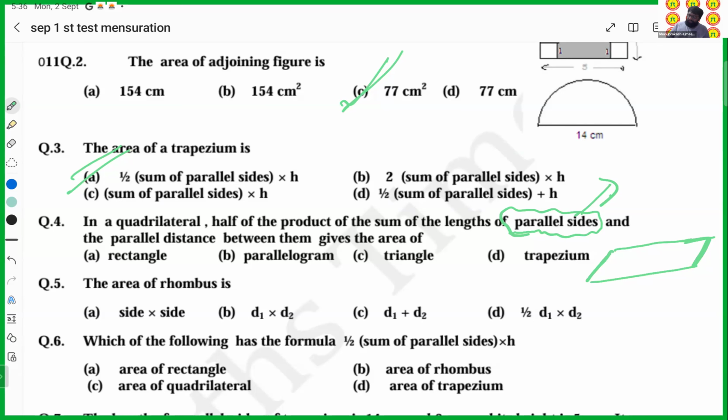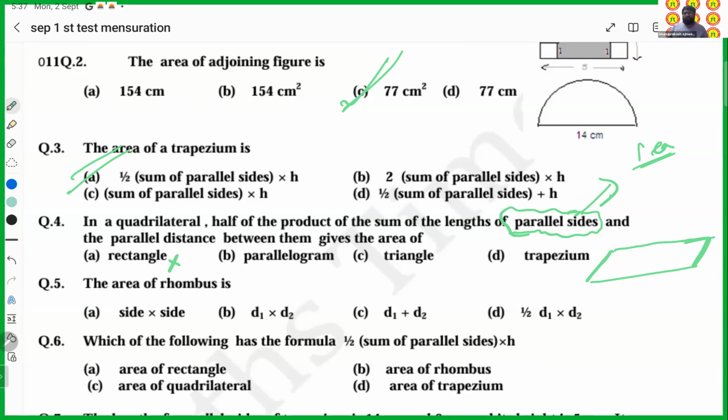If you see, the keywords are parallel sides and the parallel distance between them, which gives the area. So what is the area of a rectangle? There is no possible case for rectangle. Going option-wise, in a rectangle there is no sum of the lengths of parallel sides in the area, only the product of length and breadth. So option A is eliminated.